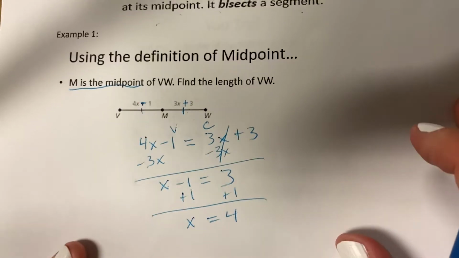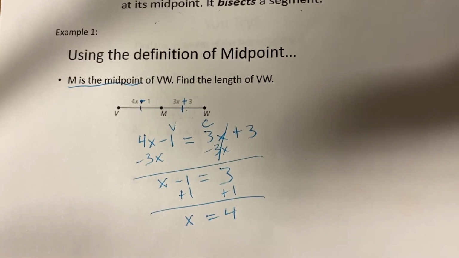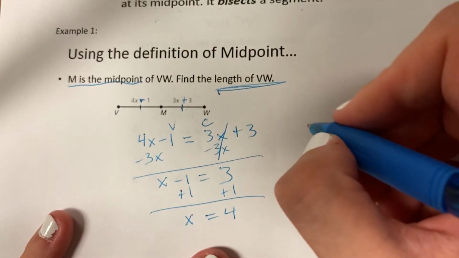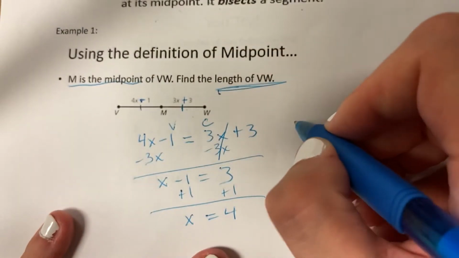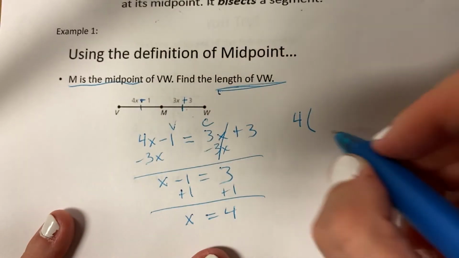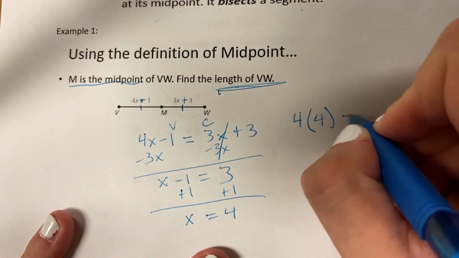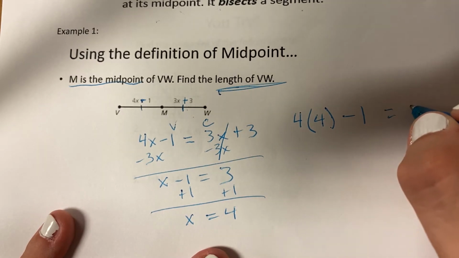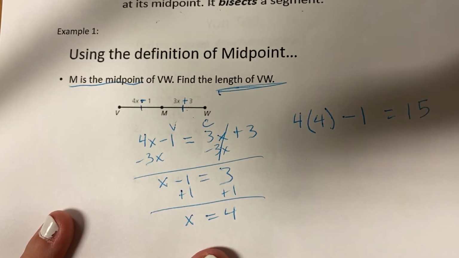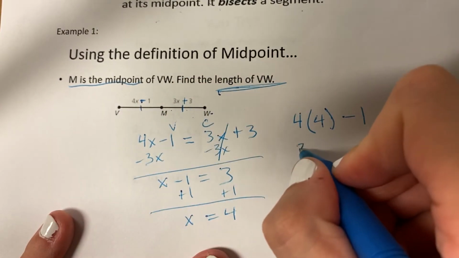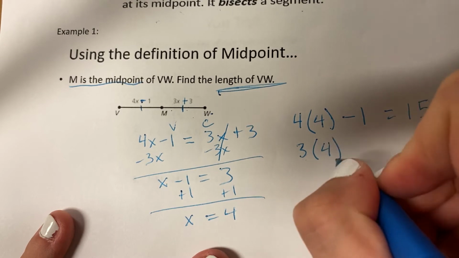So now that we have x is equal to 4, is that what it asked for? Did it ask for what x is? No, it asked for the length of VW. So we have to plug this x back in to figure out what this side is equal to, or one of the sides is equal to. So 4x minus 1, we're just going to plug into that one. 4 times 4 minus 1 should equal 16 minus 1, which is 15. Okay? And then let's go ahead and plug it into the second part because it's asking for the length of the whole thing. So 3 times 4 plus 3.